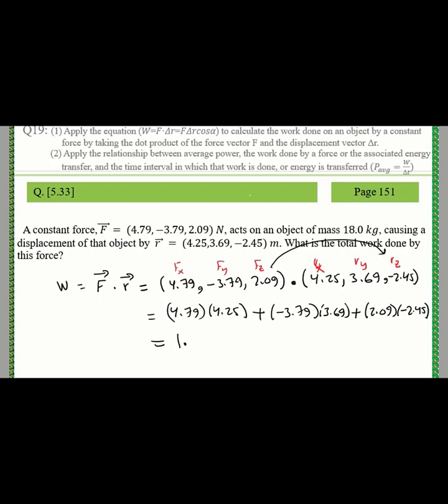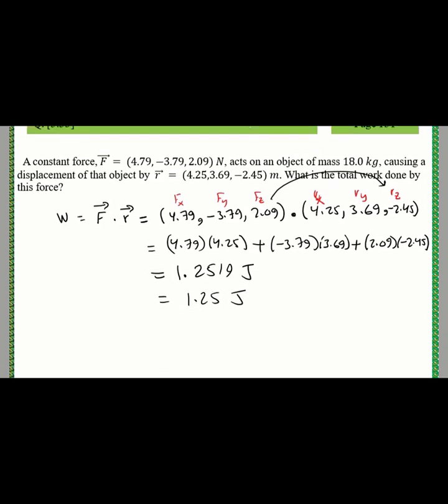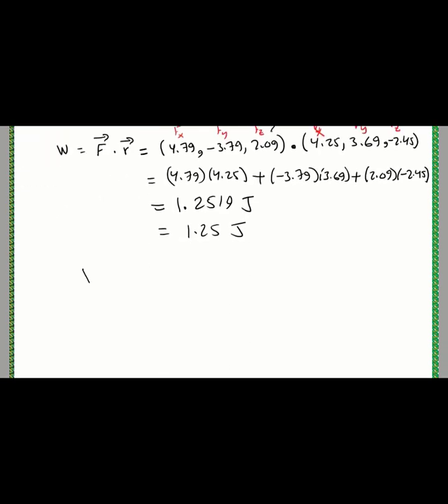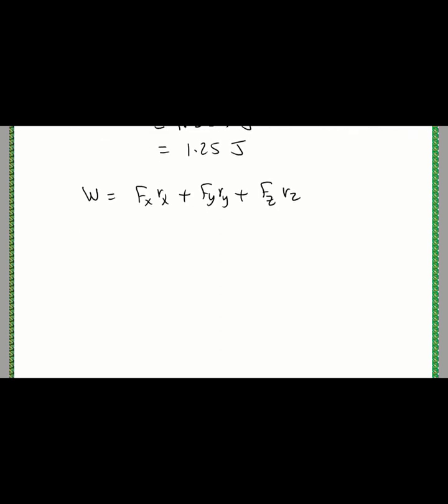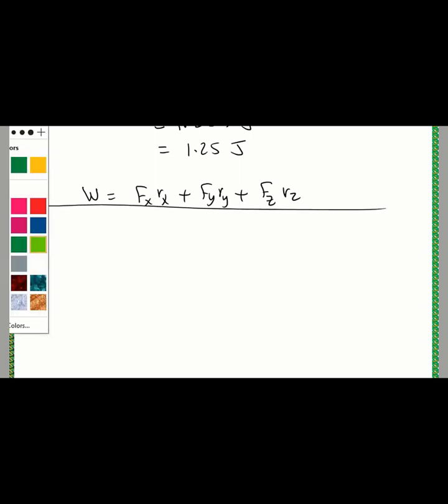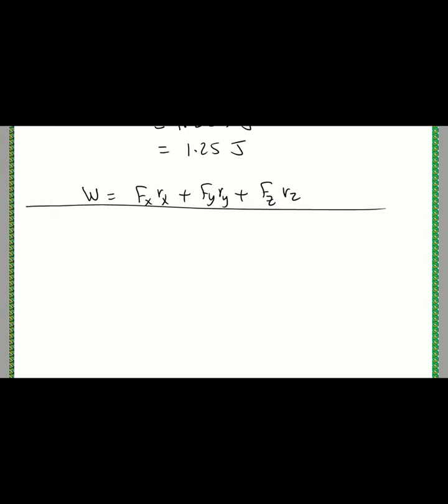It's 1.2519 joule. If you approximate it, it's 1.25 joules. So we use the formula: work equals Fx Rx plus Fy Ry plus Fz Rz. For this question, there is an addition that comes in most exams. Find the final velocity.